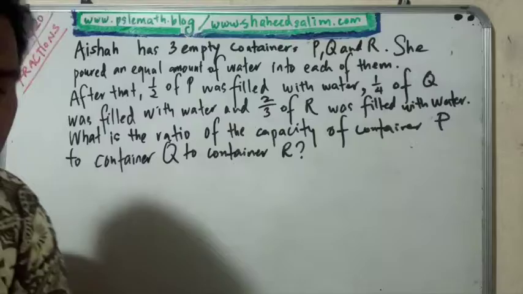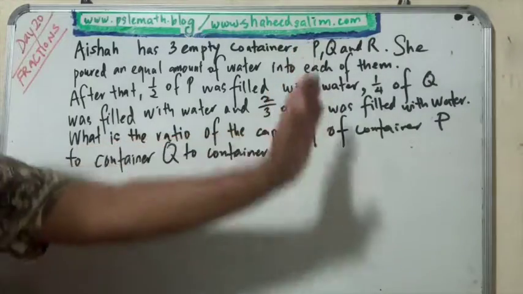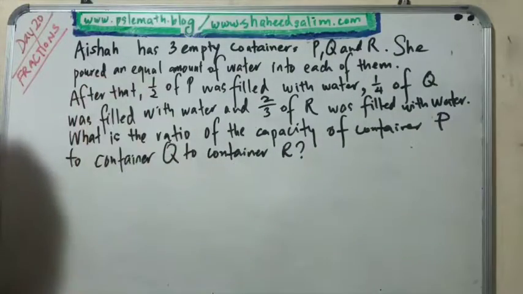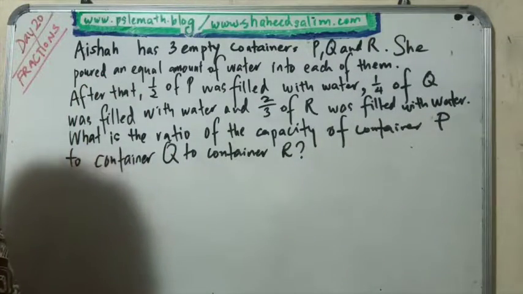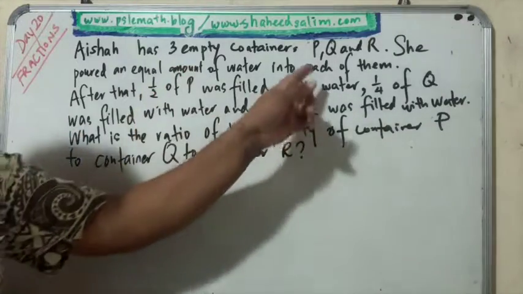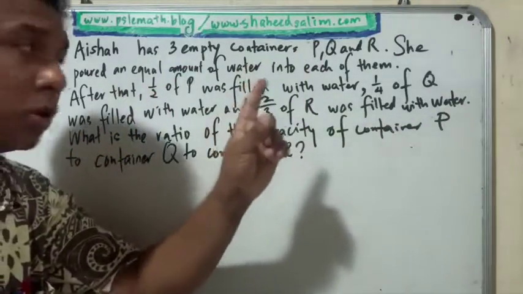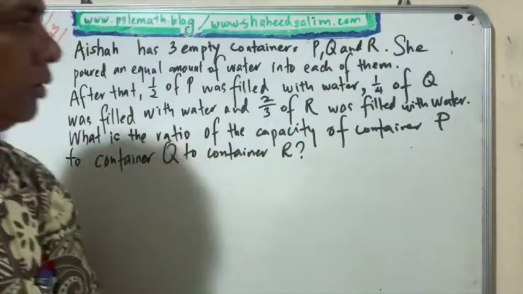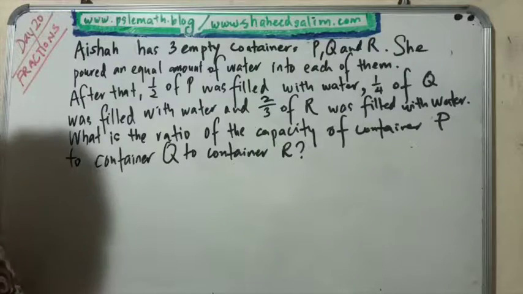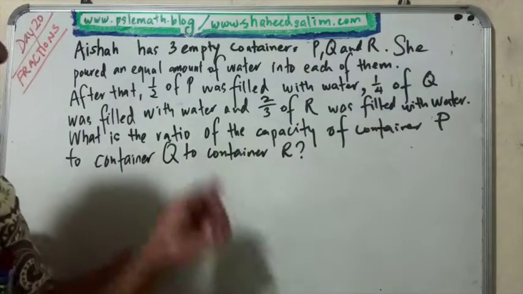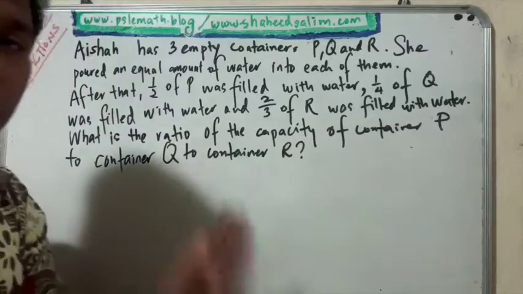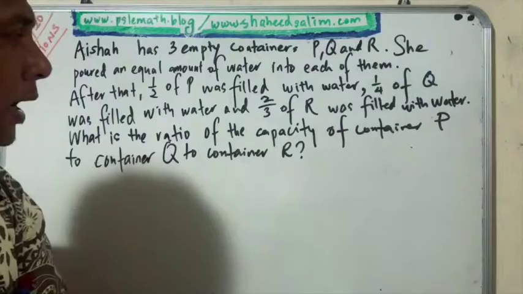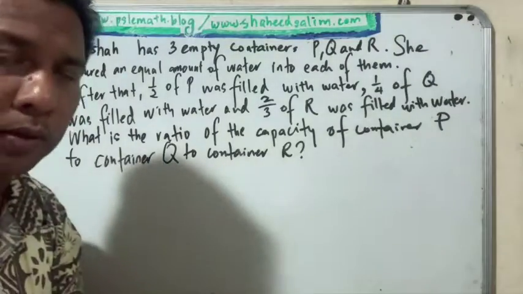Aisha has 3 empty containers, and the containers are labeled P, Q and R. She poured an equal amount of water into each of them, so you have to remember the amount of water that she poured into P is the same as the amount of water she poured into Q, is the same as the amount of water she poured into R. And after that, it was discovered that container P was half filled with water, container Q was 1/4 filled with water, and container R was 2/3 filled with water.